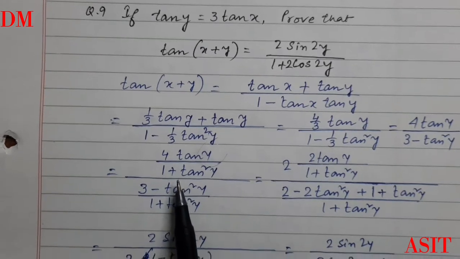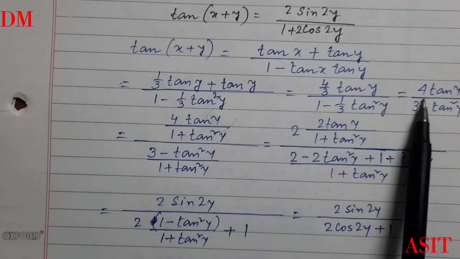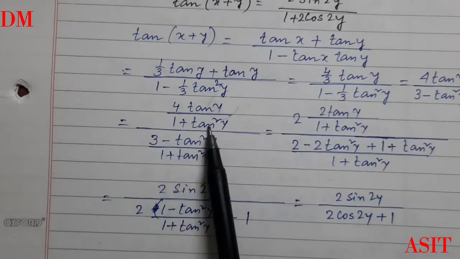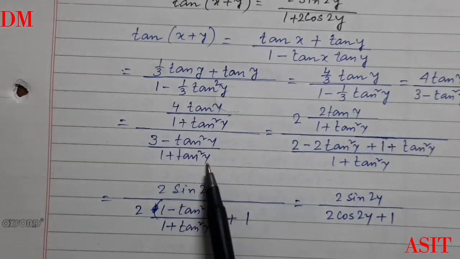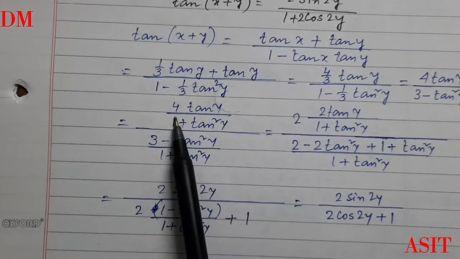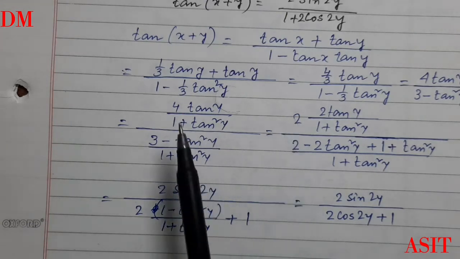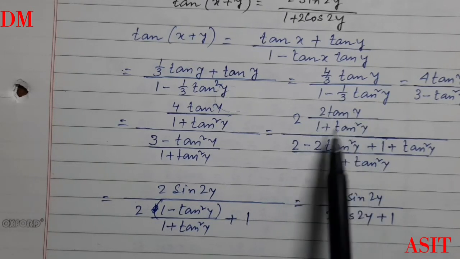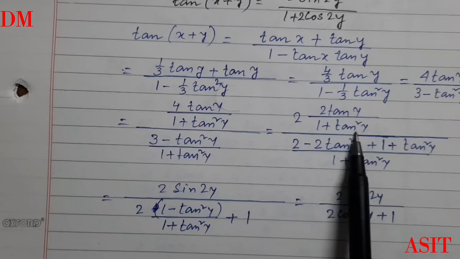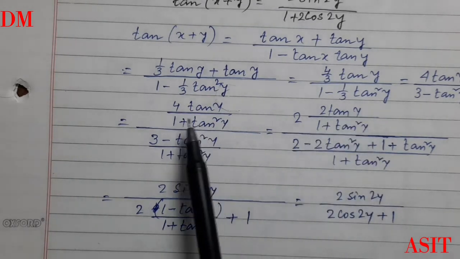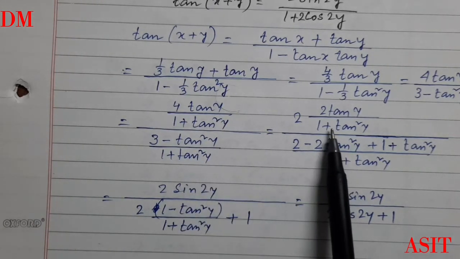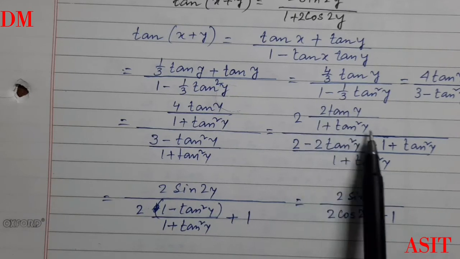Now here we can do one thing. So this is 4 tan square y by 3 tan square y. Now we are dividing by 1 plus tan square y in both numerator and denominator. So if we divide, we can write 2 into 2 tan y by 1 plus tan square y to make this one in the formula. Since we know that 2 tan y by 1 plus tan square y is sin 2y, that is why I have divided by 1 plus tan square y in both numerator and denominator. So this will be sin 2y.